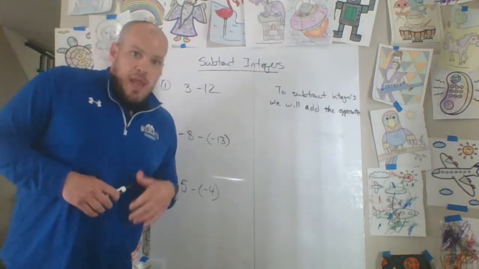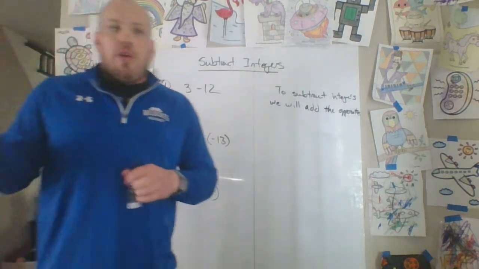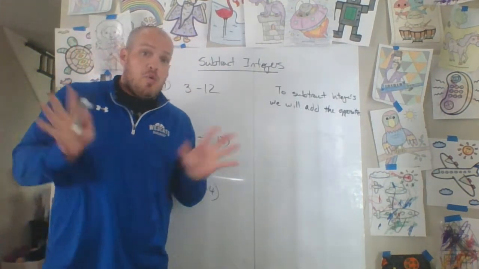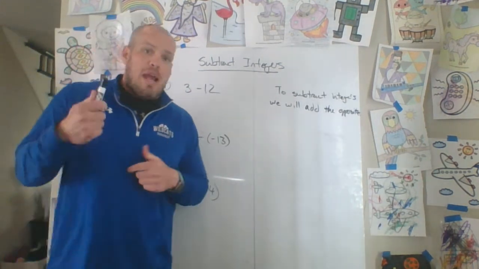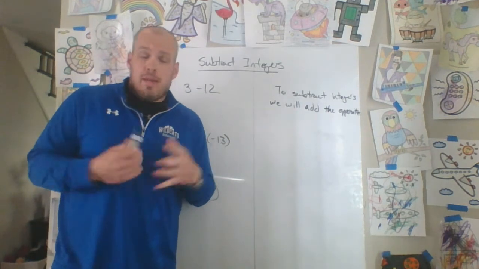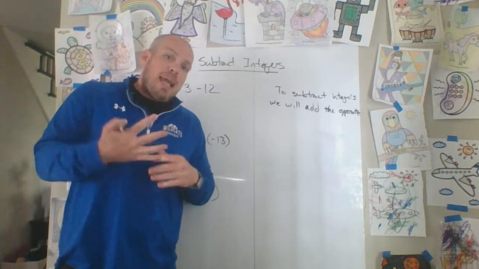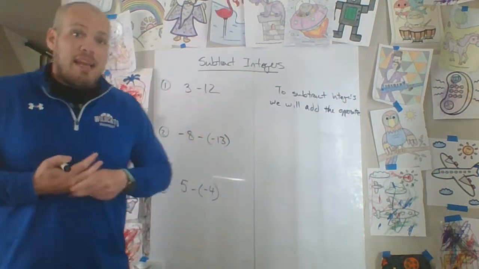So for number one, we have 3 minus 12. And when we were in elementary school, we knew we couldn't subtract these, right? They told us, no, you can't subtract that. You can't subtract a larger number from a smaller number. And at that point in your life, it's true, we couldn't do that. But now we do have negative values, so we know that this is going to be a negative value.